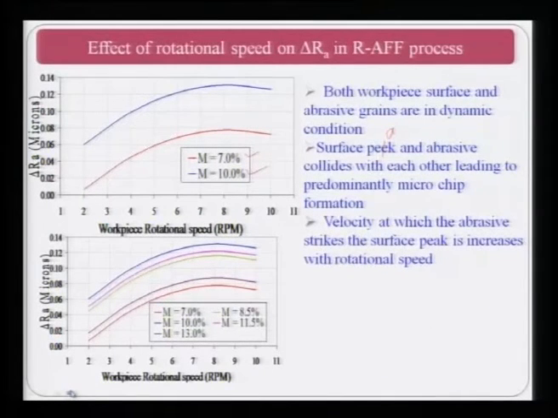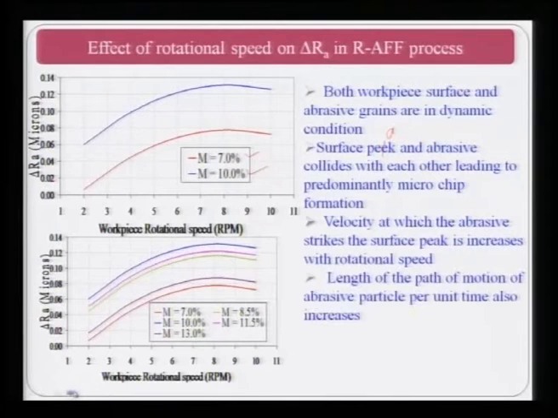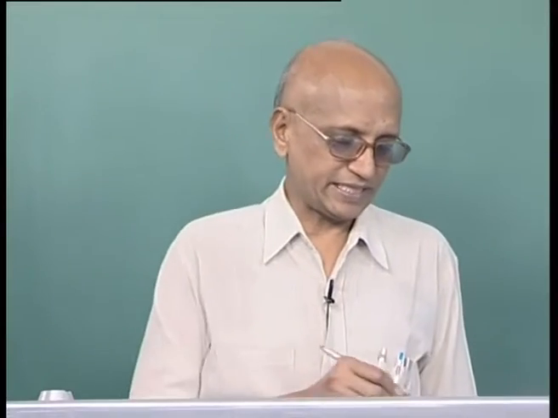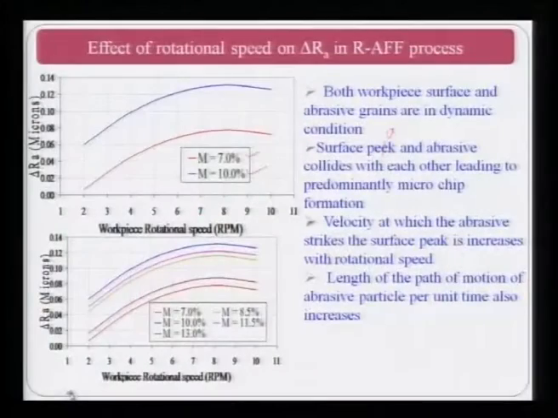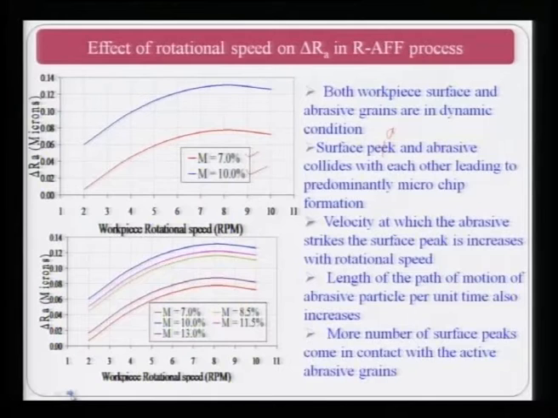The velocity at which the abrasive strikes the surface peak increases with rotational speed. Definitely the length of the path of motion of the abrasive particle per unit time also increases, which I have shown to you, that in place of axial motion there is helical motion. More surface peaks come in contact with the active abrasive grains in case of RAFF as compared to AFF.